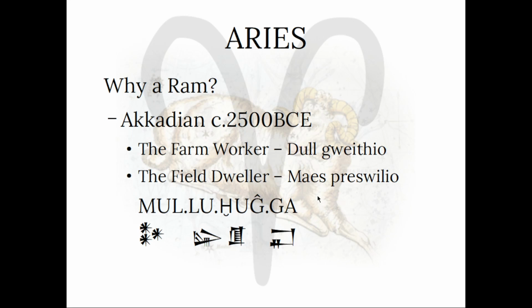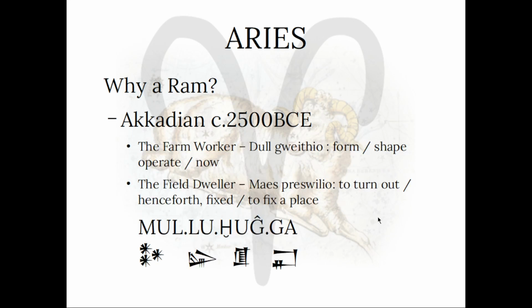So in Welsh, dech gweithio is the farm worker, and the field dweller is maes preswylio. And in English, we have form, shape, operate now. So perhaps we have a sense of starting something and having a form or a shape or a purpose.